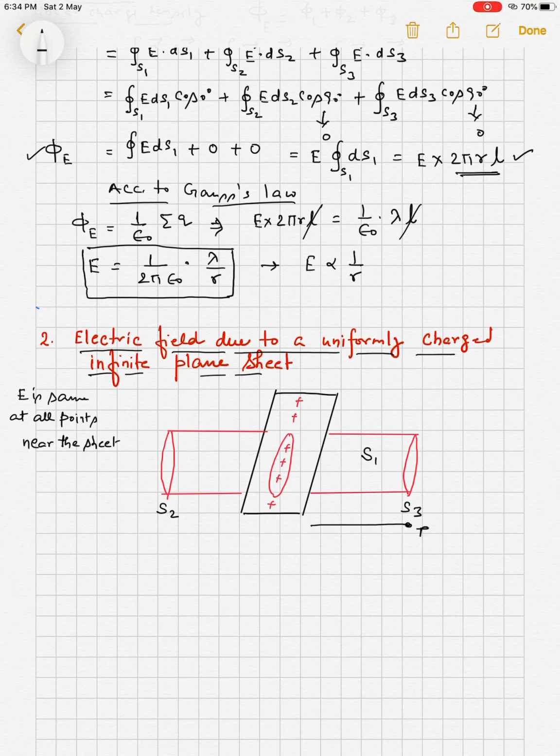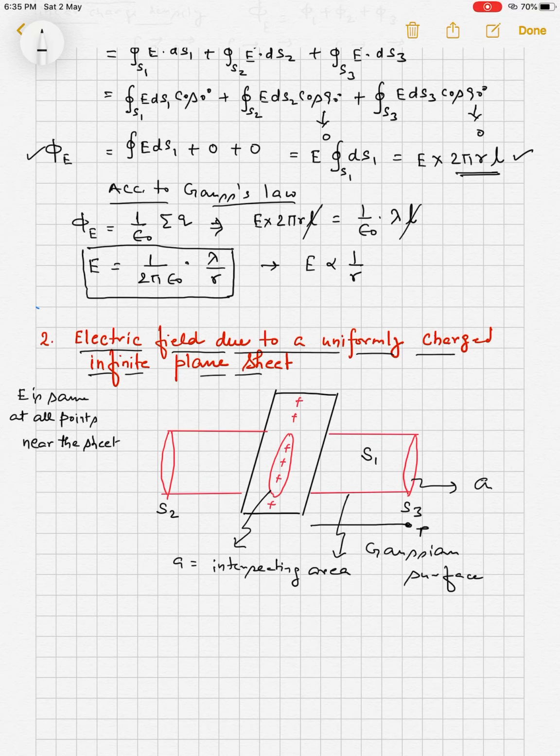Electric field. In this case, again we draw a hypothetical Gaussian surface. So it is a Gaussian surface. And here A is the intersecting area. Again we have three surfaces S1, S2 and S3.